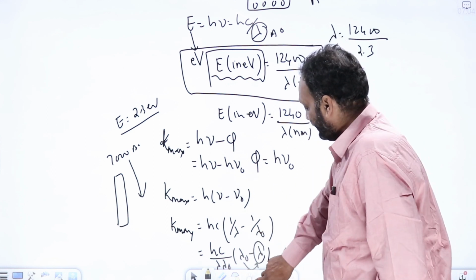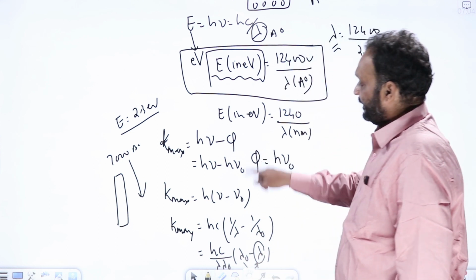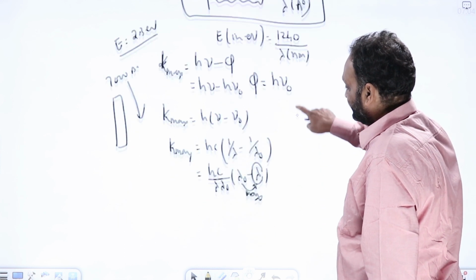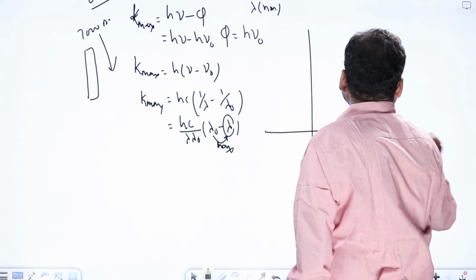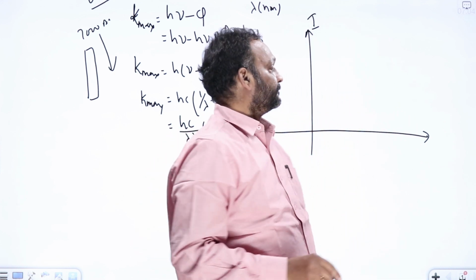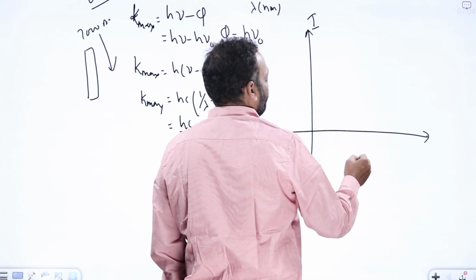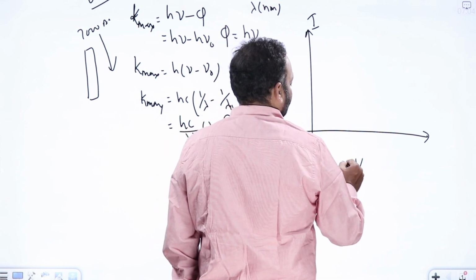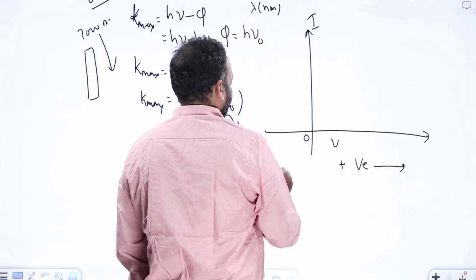So this is the photoelectric effect and its explanation with its equations. Now we'll draw some graphs in the photoelectric effect. The first graph: the intensity of light is taken on the y-axis, and I'll take the potential on the x-axis. This is zero potential. V is positive here, and V will be negative here.